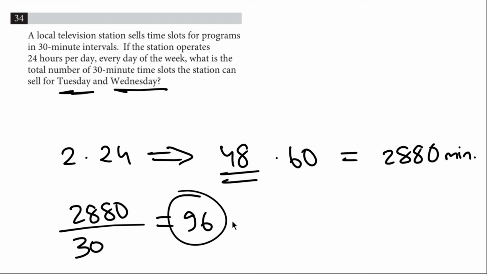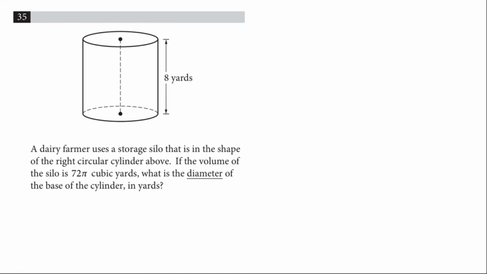We just had to find the total amount of time in minutes and then divide it by the amount of minutes it takes to sell one slot, and therefore we have obtained the amount of slots that have been sold on Tuesday and Wednesday. Now let's move on to the next problem.